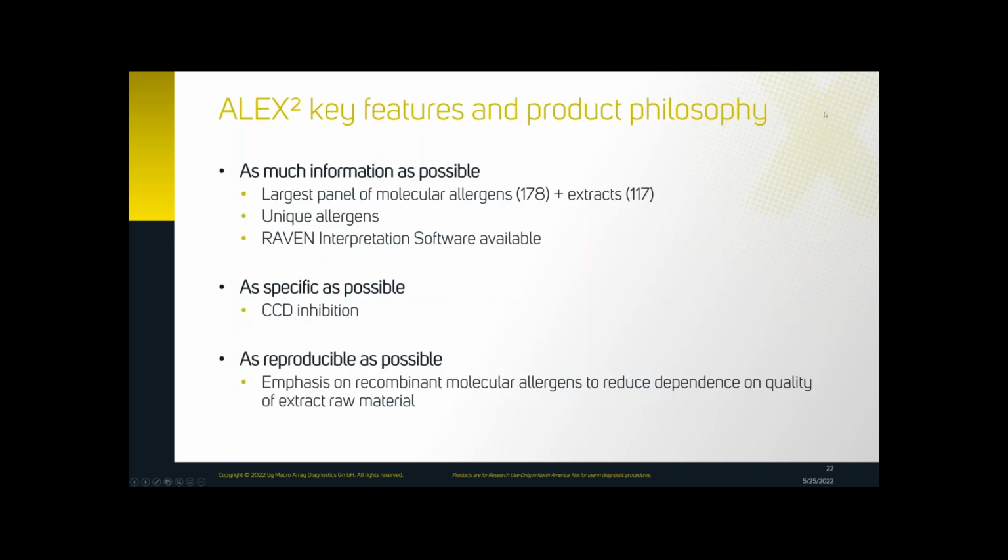So the ALEX² key features, and we have already heard some of them, are as much information as possible with the largest panel of molecular allergens and extracts. We have unique allergens, which we will have a look at in a minute, and there is a RAPTOR interpretation software as well available. It also tries to be as specific as possible.